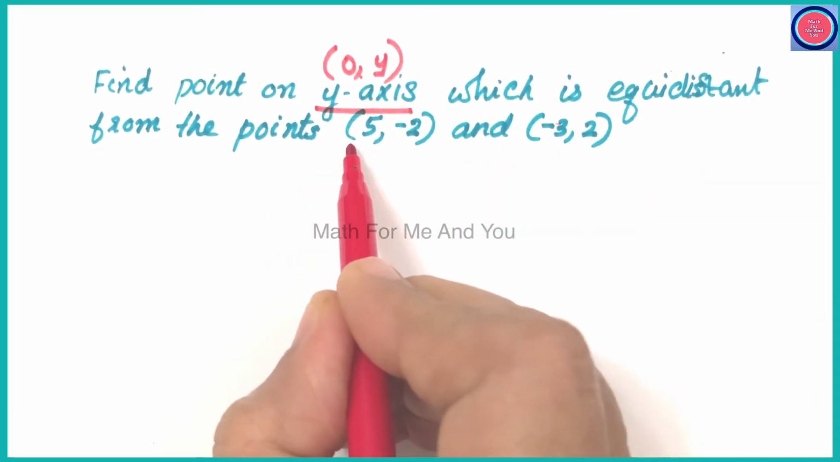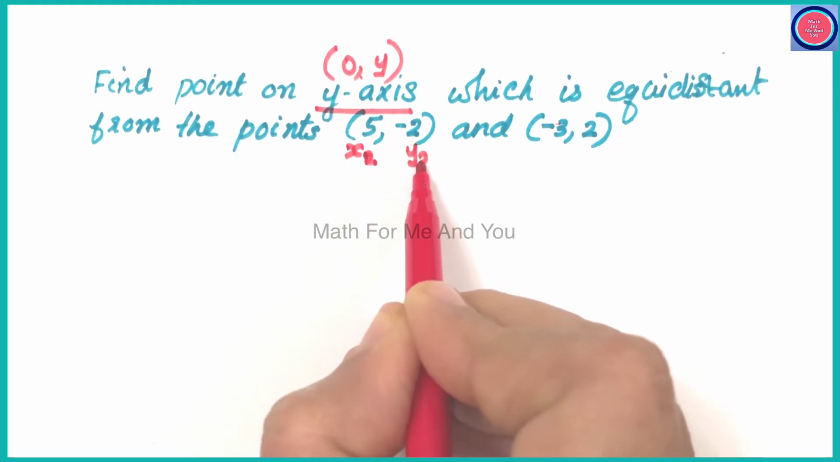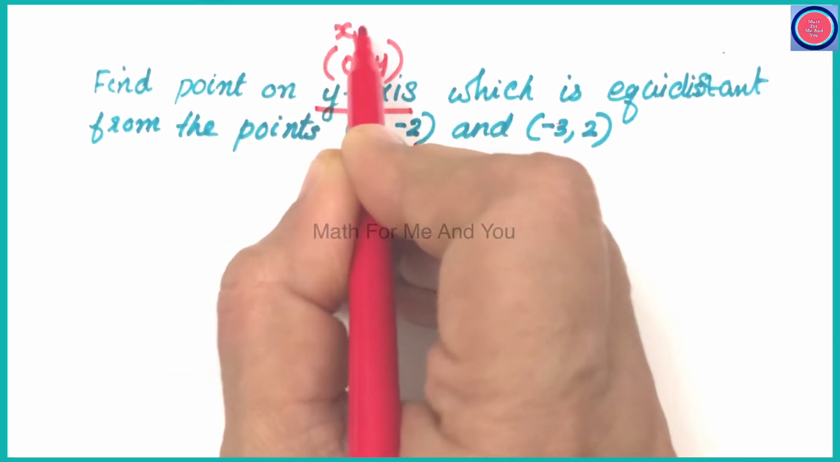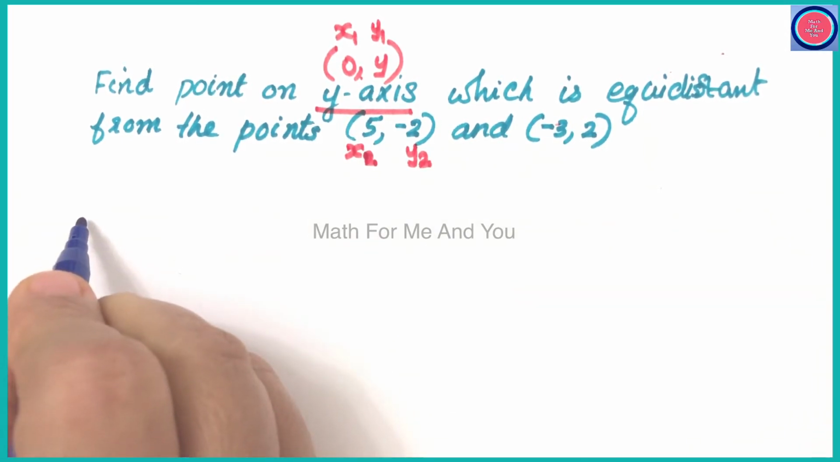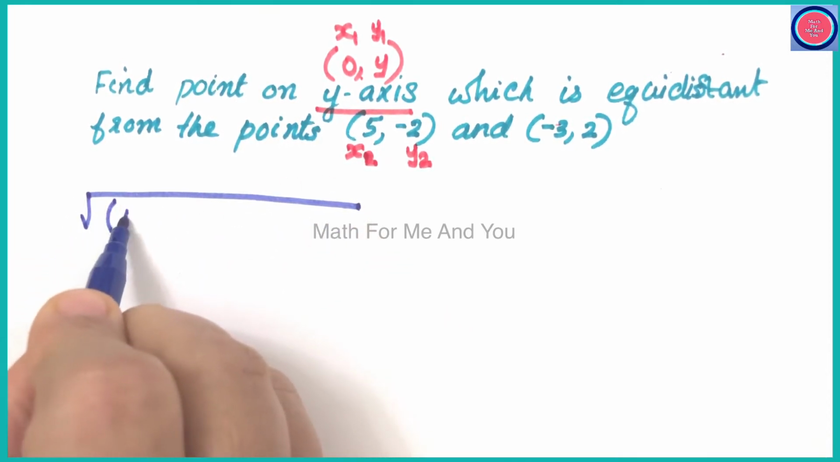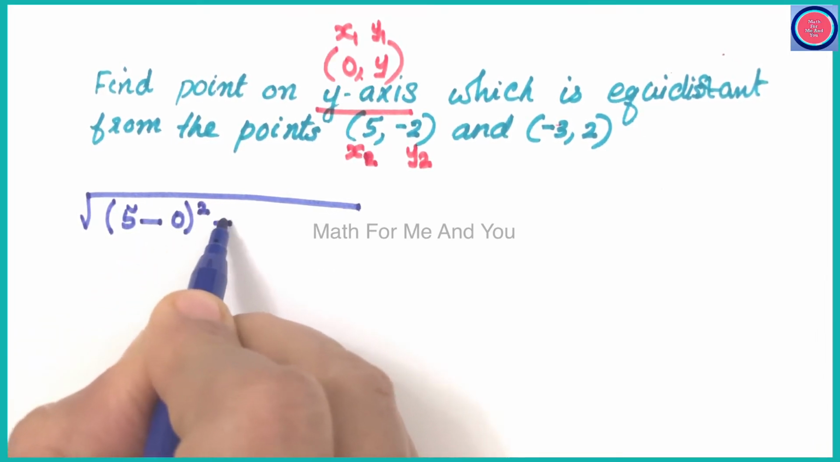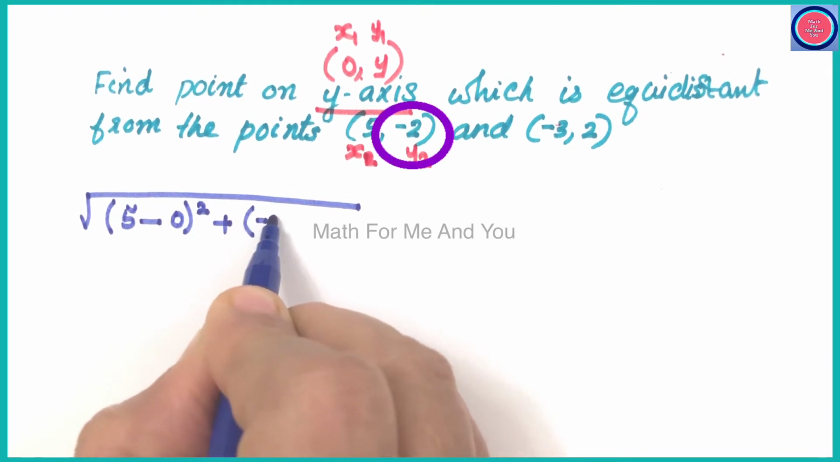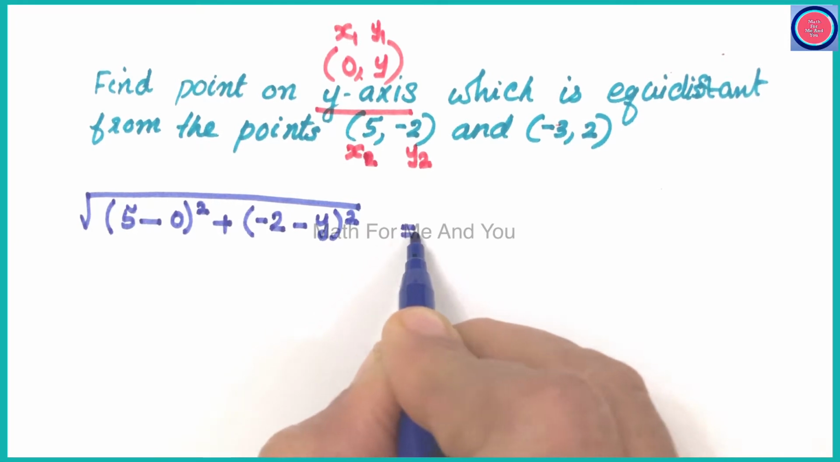We can select the points as x1, y1 and x2, y2. Let 5, -2 be the second point x2, y2 and 0y be the first point x1, y1. We can find the distance between these 2 points. How can we find this? Using distance formula, that is square root of x2 minus x1 the whole square plus y2 minus y1 the whole square. In place of x2 it is 5, x1 is 0. So 5 minus 0 the whole square plus y2 is -2, y1 is y. So it is -2 minus y the whole square.